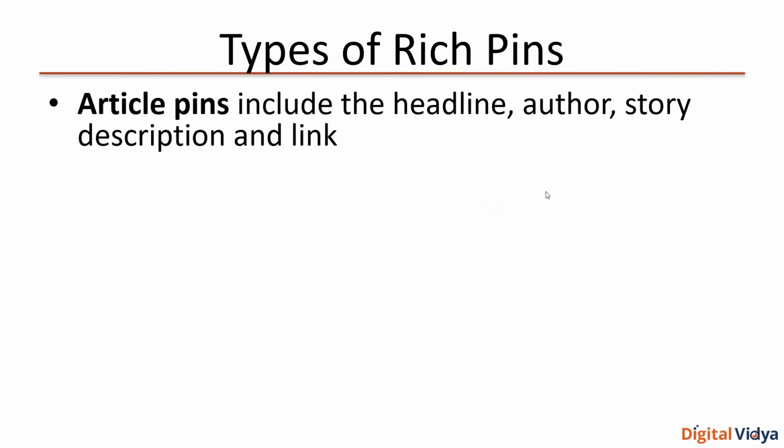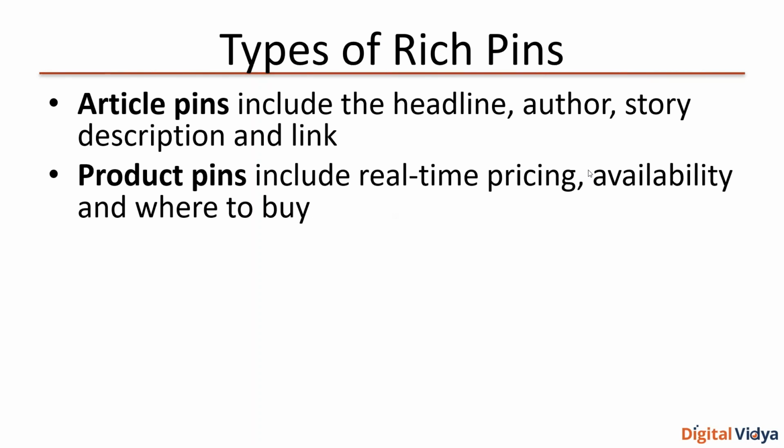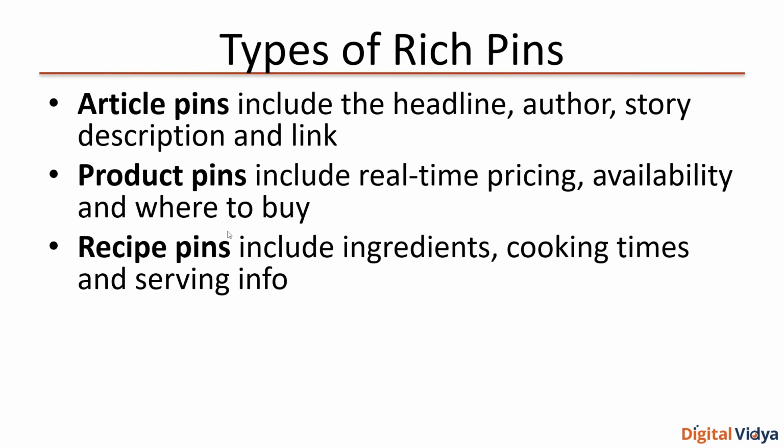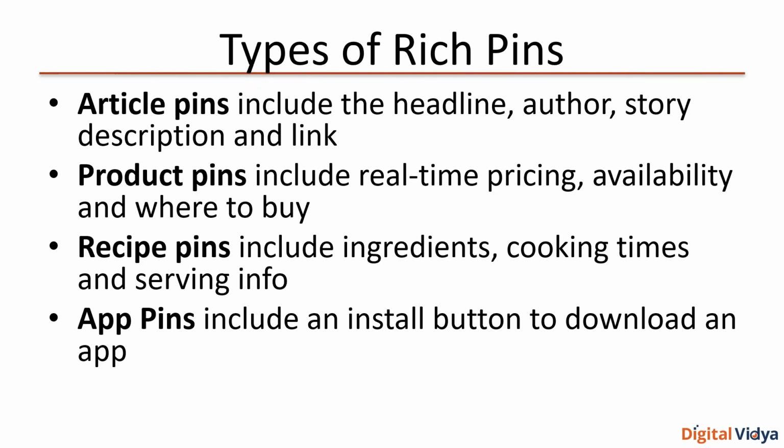Now there are different types of rich pins. You have article pins where the pin image will include the headline, the author, the description and the link to the article. You have product pins where the pin will include the real-time price of the product, availability of the product and where the user can buy. You have something called recipe pins where the pin will include ingredients, cooking times and serving info. And you have something called app pins where the pins will include an install button to download the app.